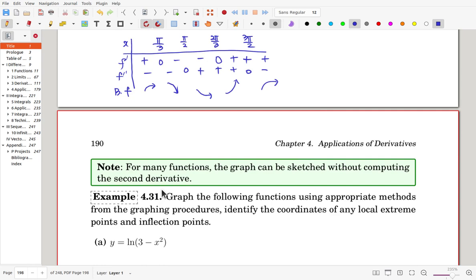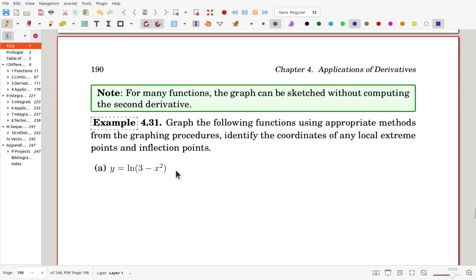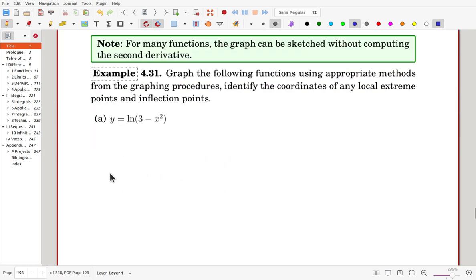But for many functions, the graph can be sketched without computing the second derivative. Sometimes it's quite simple, so that you don't have to use the second derivative. For example, for this one, it is symmetric basically, and the domain is: 3 minus x squared must be positive, which means that x squared is bounded by 3, so that eventually the domain is minus square root of 3 less than x less than square root of 3.